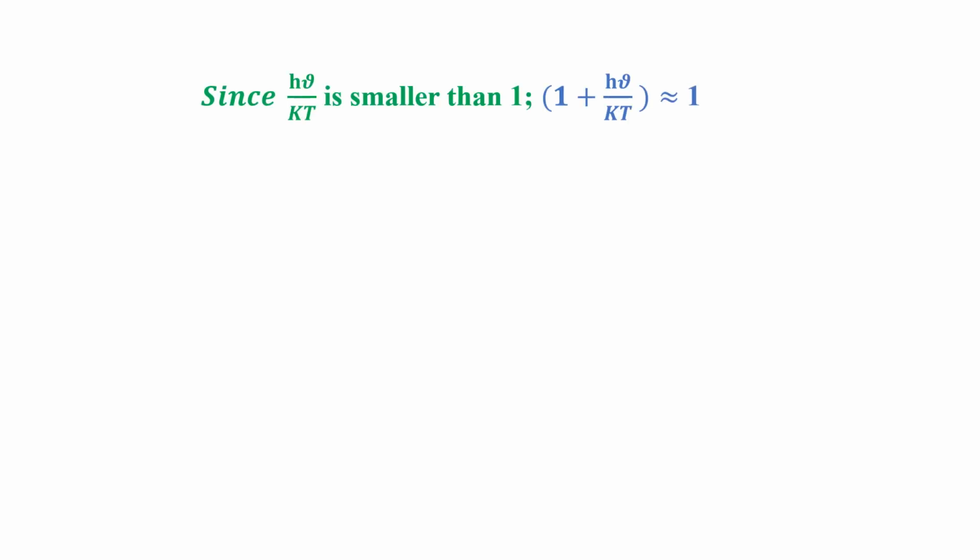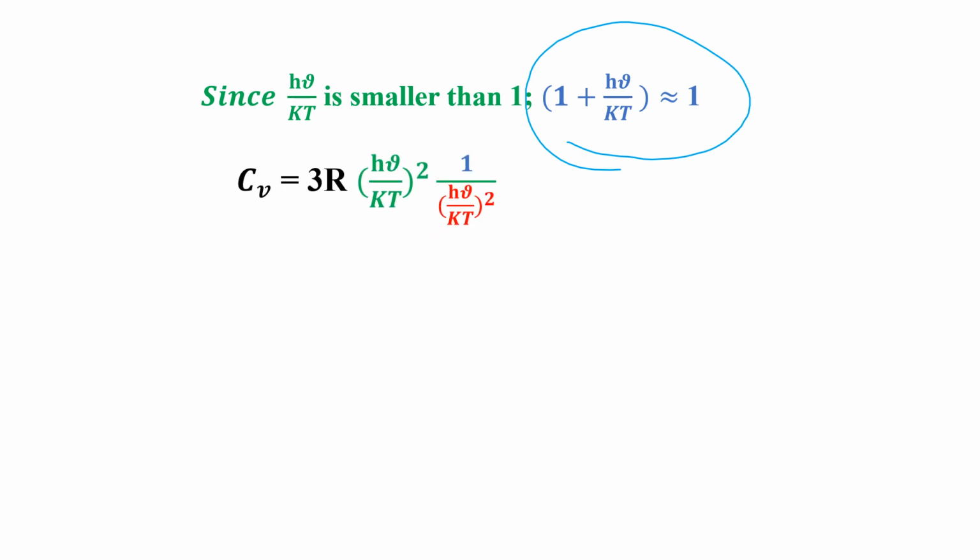So in numerator you are having 1 plus h nu by kt. That value is replaced with 1 because h nu by kt value will be very much smaller than 1. So it can be replaced in the numerator. So now what happens? In the previous slide you had 1 plus h nu by kt. Now it is replaced as 1.